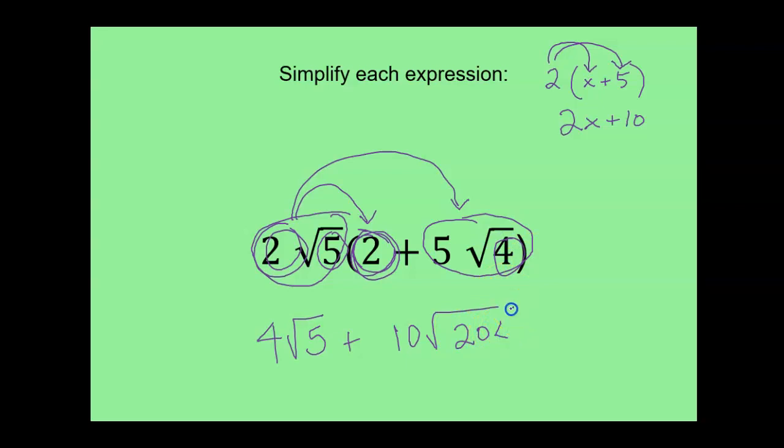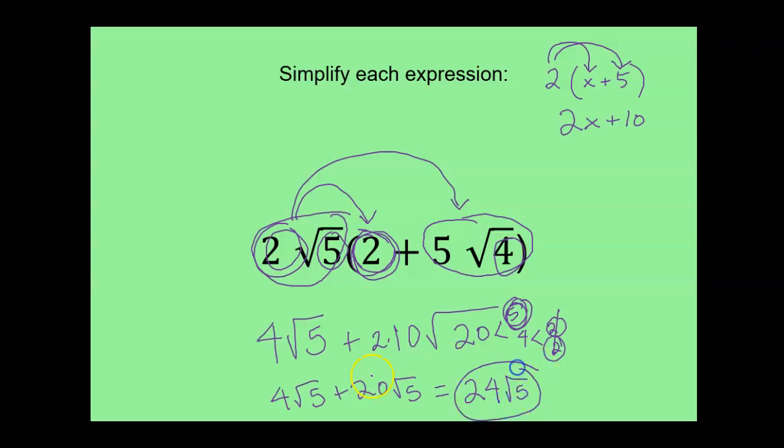Now 20 breaks down to 5 times 4, we just saw that, right? And then 4 is 2 times 2. So because this is a square root and it has 2 2's underneath, I can bring that 2 out front and multiply it by the 10. So this would be 4 square roots of 5 plus 20 square roots of 5, right? 5 is left underneath there. So this would simplify to 24 square roots of 5.